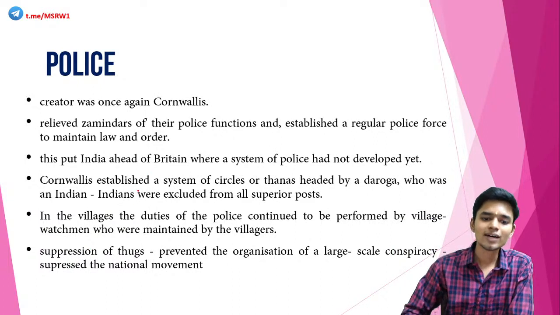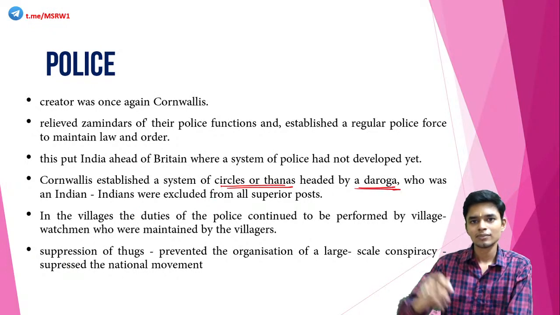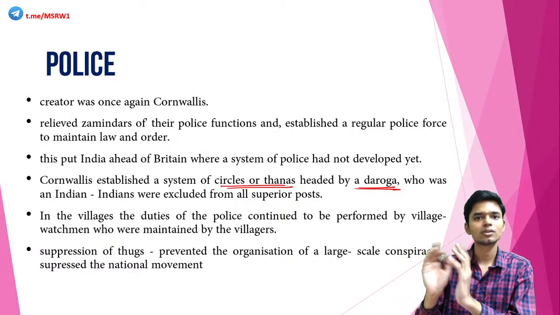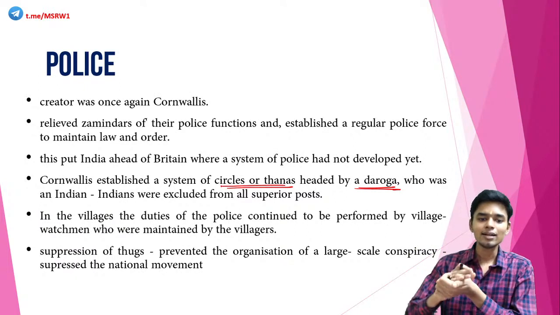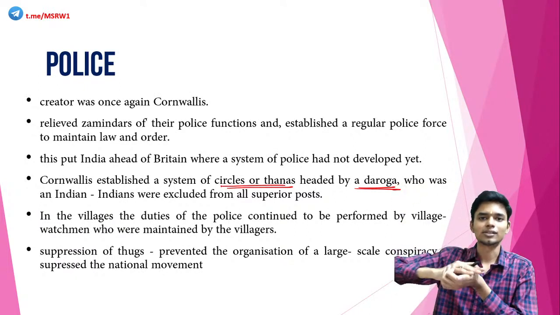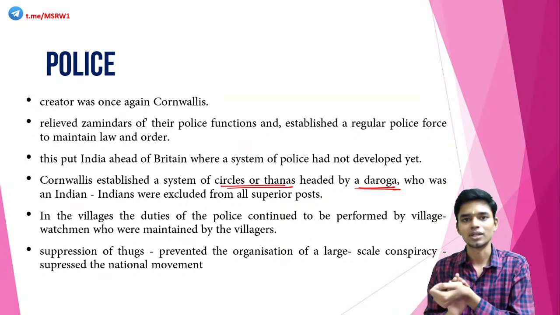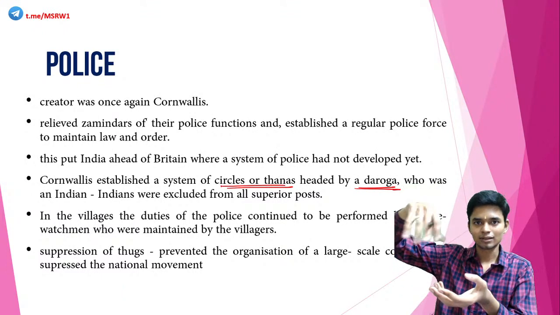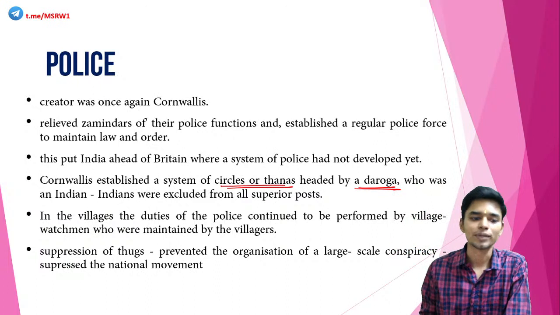Clear? So Cornwallis established a system of circles or thanas headed by a daroga who was an Indian. So this is the smallest unit of the police. Okay, small circles, also called thanas, which were headed by a daroga. Clear? And then there were superior officers. See, these superior officers were always Europeans. Darogas were Indians, but above him, the other superior officials were always exclusively recruited from Europeans.